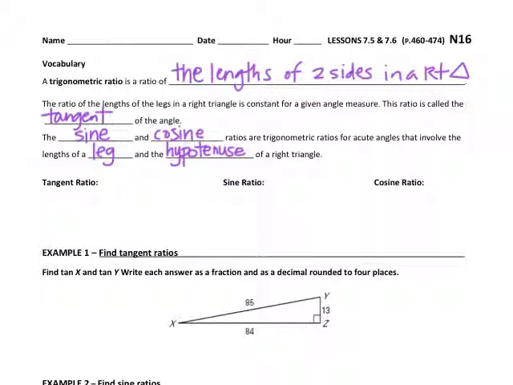Okay, this is the video for lessons 7.5 and 7.6. We're going to combine those two into this one video. And in our previous video, we were learning about special right triangles, the 45, 45, 90 triangle, as well as the 30, 60, 90 triangle. And we had some special formulas that we were using to find the different lengths of the sides.